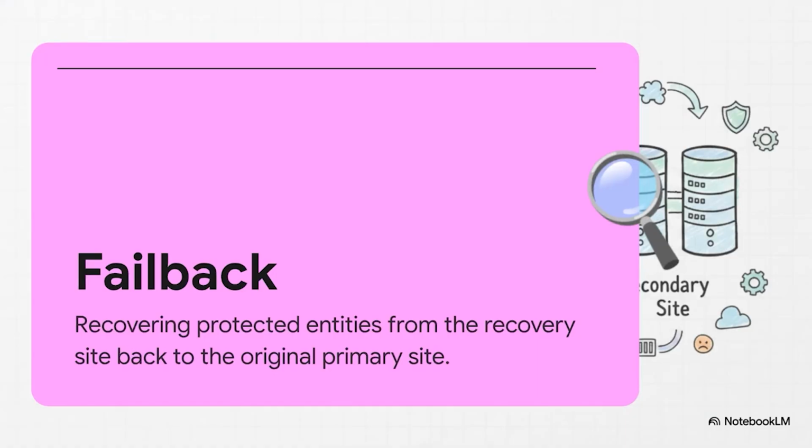So once the disaster is resolved or your maintenance window is over, we begin the journey home. Failback is really just the process of recovering your protected entities, those VMs and volume groups, from the recovery site back to your original primary site, assuming the primary site has been restored and is totally healthy again. Mechanically speaking, failback works exactly like a planned failover, just in reverse. You're effectively just initiating a migrate action from Site B back to Site A.